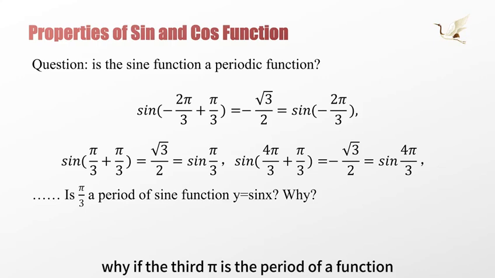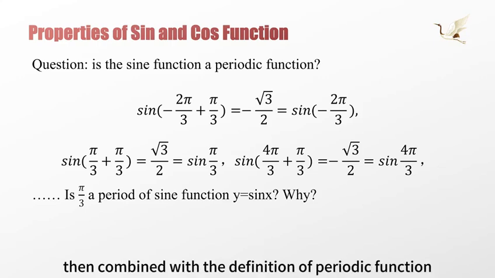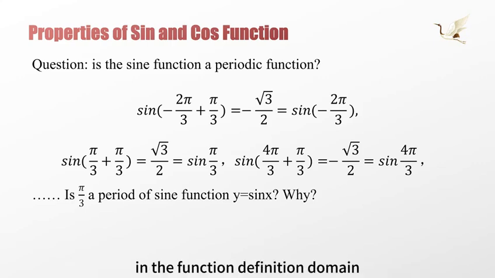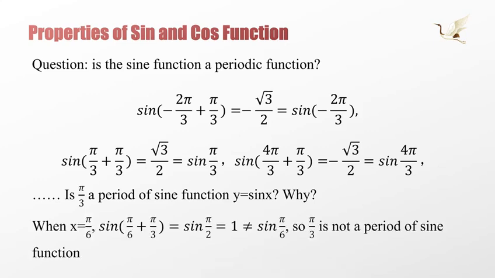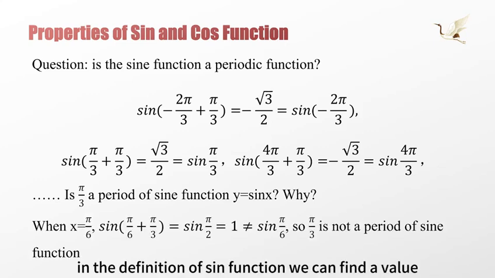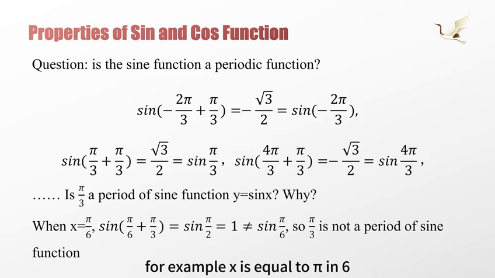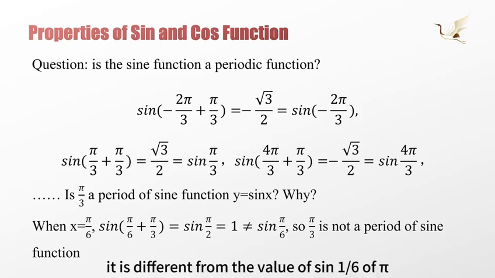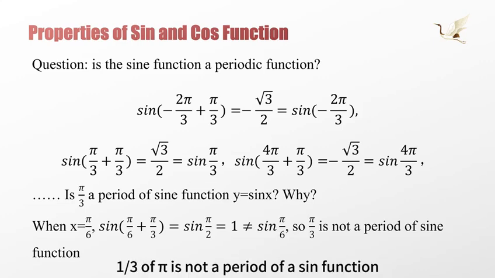Why? If π/3 is the period of a function, then combined with the definition of a periodic function, I know that for each x in the function's definition domain, f(x + π/3) is equal to f(x). In the definition of the sine function, we can find a value, for example, x equals π/6. We find that π/6 plus π/3 is equal to π/2, and the result is 1. It is different from the value of sin(π/6), so we say that π/3 is not a period of the sine function.